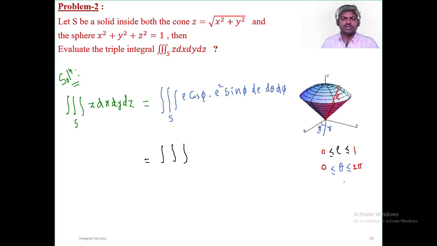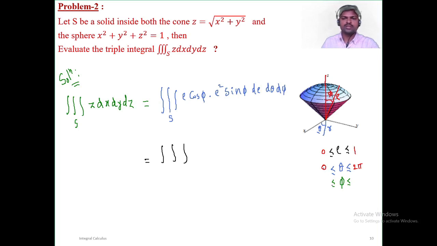And the next one is pi. What is pi? Pi is the angle between this rho axis and, let us consider, this is the z axis, right? So this angle is pi, right?